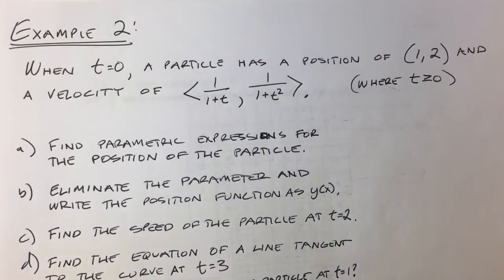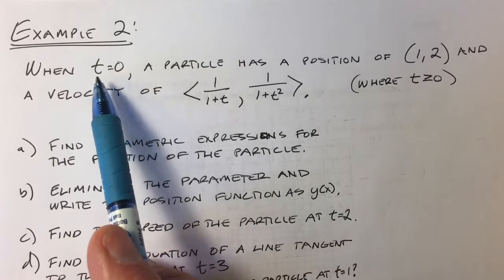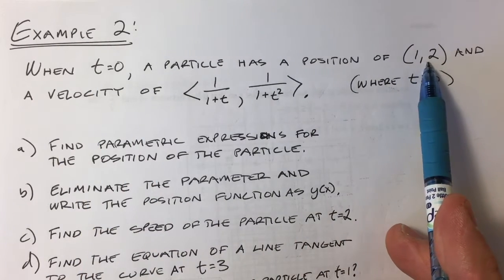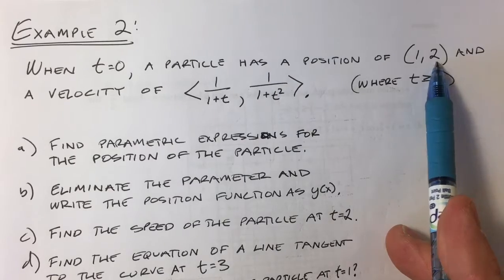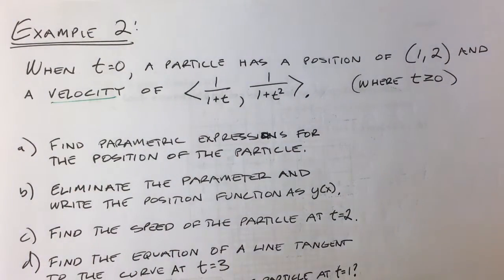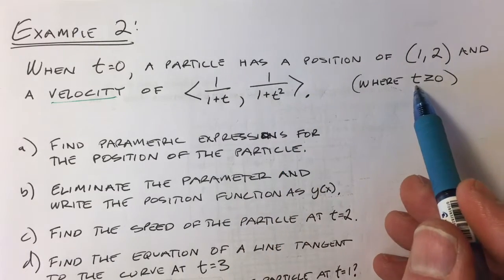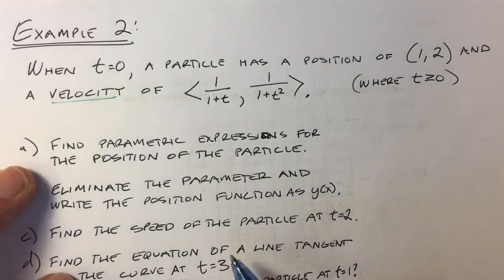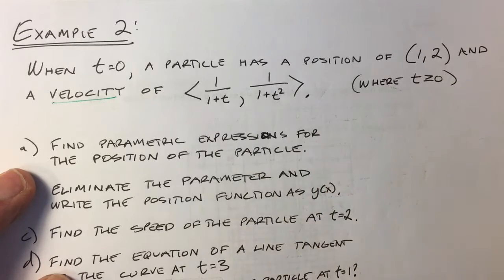So here we go. When t is equal to 0, a particle has a position. That's the location of its position, but a velocity. So this is not the same as the last one. And there's the velocity vector. And here t is also greater than or equal to 0. Find the parametric expressions for the position of the particle.